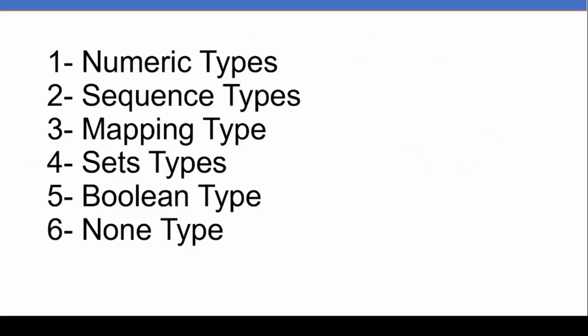I have categorized the Python data types as shown in this list: numeric types, sequence types, mapping type, set types, Boolean type, and None type. Knowing the different data types and the operations that can be performed on each one will enable you to effectively manipulate and transform data to suit your needs. There will be one video dedicated to each category, and today we will start with numeric types.